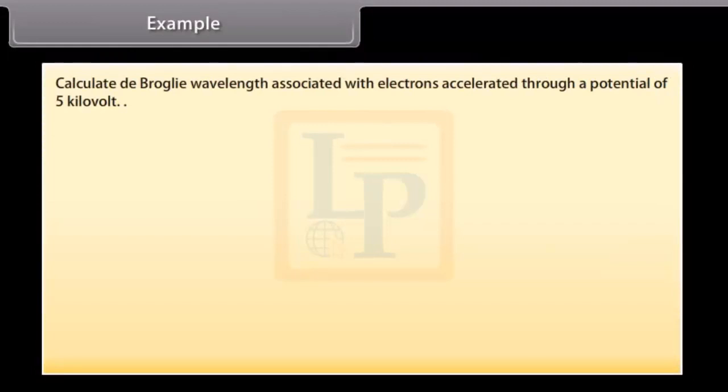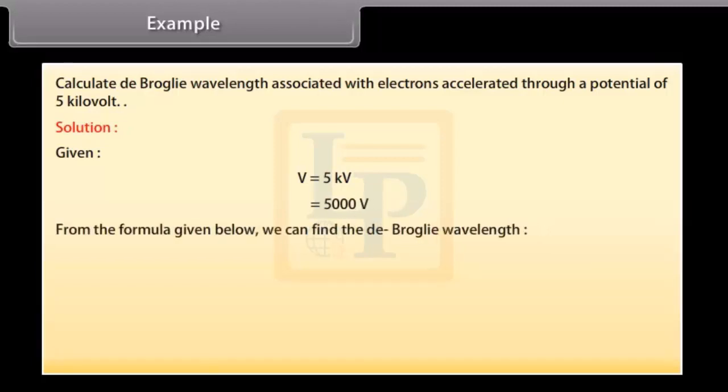Example. Calculate de Broglie wavelength associated with electrons accelerated through a potential of 5 kilovolt. Solution. Given V is equal to 5 kilovolt, which equals 5000 volt. From the formula given below, we can find the de Broglie wavelength. Lambda is equal to 12.27 by square root of V angstrom. Lambda is equal to 12.27 by square root 5000 angstrom, which equals 0.173 angstrom.